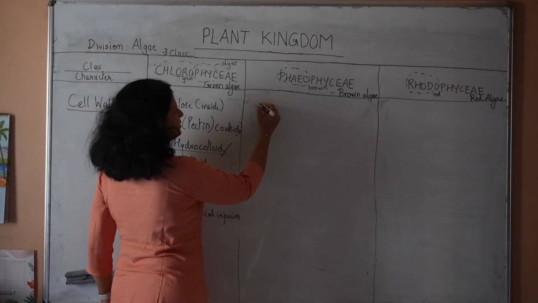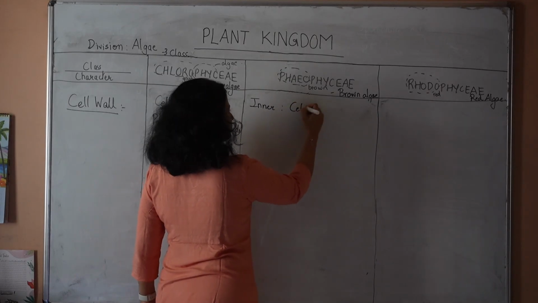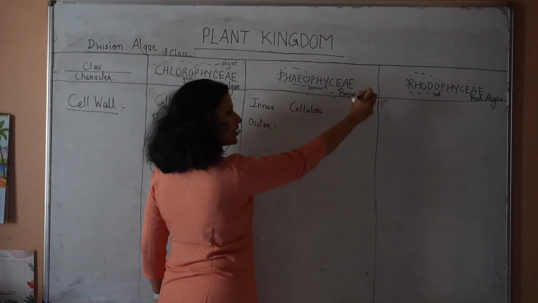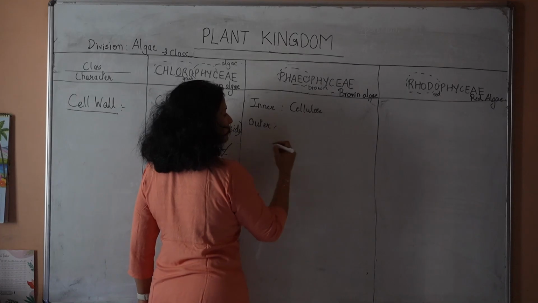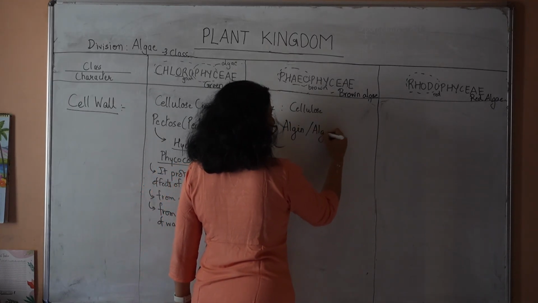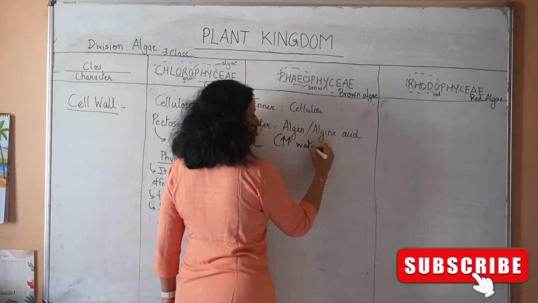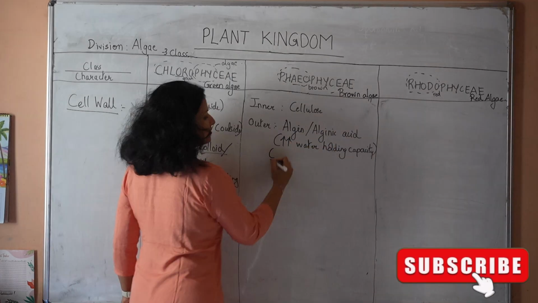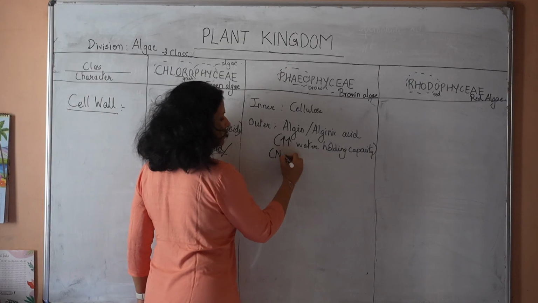Next, for Phaeophyceae, the inner wall is made up of cellulose and the outer wall of phycocolloid specific for brown algae, and that is algin, also called alginic acid. It has a high water holding capacity. There is no sulfur in this. They are said to be non-sulfated.